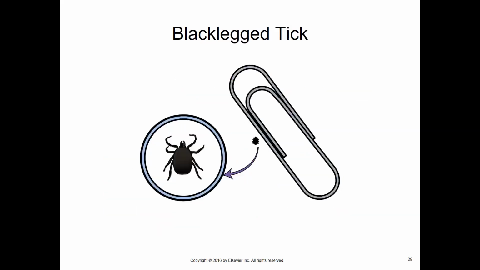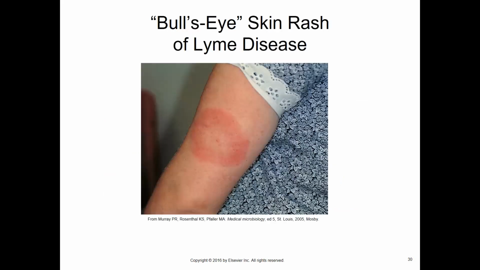There's your tick, and you can see next to a paperclip how small it is. It's pretty hard to see with the eye. These are super small ticks. And there's the bullseye rash. That's usually going to happen pretty close to whenever you're bit, like within a day.